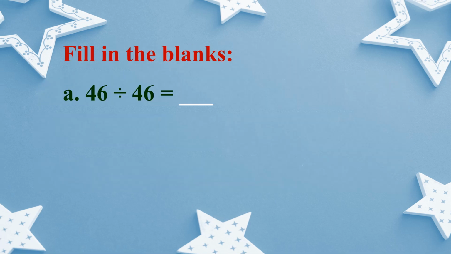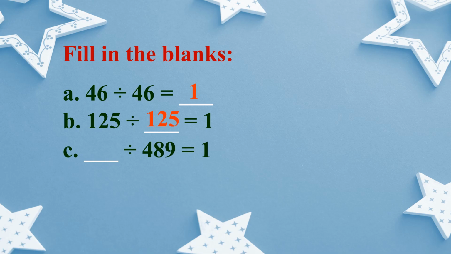Let us do some problems using the properties of division. 46 divided by 46 equal to 1. So when a number is divided by the same number, we get the quotient as 1. 125 divided by dash equal to 1. 125. Dash divided by 489 equal to 1. 489. So when a number is divided by the same number, we get the answer as 1.